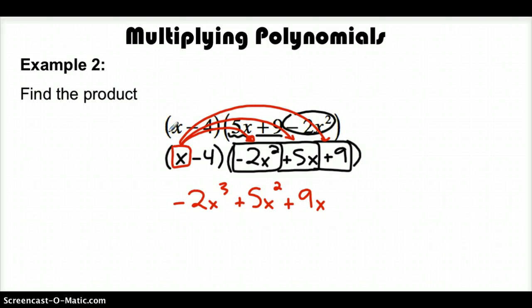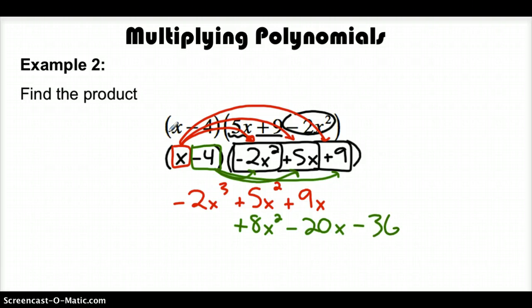Okay, now I'm going to go ahead and multiply my second term in my binomial, my -4, by each term in that trinomial. Okay, and I'm going to sort of line up the terms vertically. It makes it nice and easy to add them at the end. So a -4 times that -2x squared will give me a positive 8x squared. So I'm going to line that up in my x squared column here. Now I have my -4 multiplied by my positive 5x. That will give me a -20x. And then finally, my -4 multiplied by my positive 9 will give me a -36.